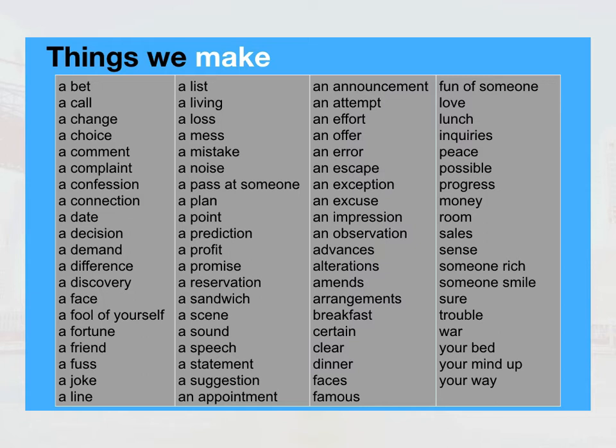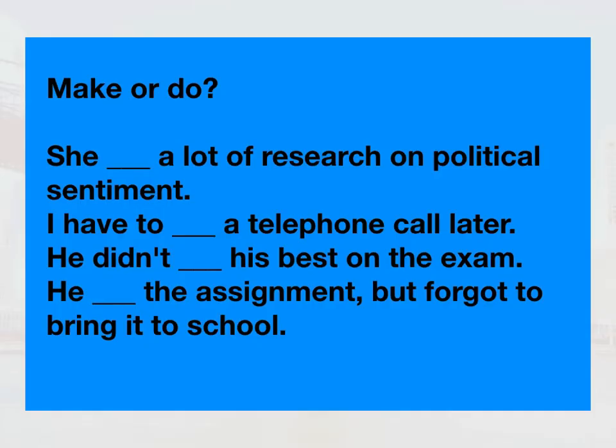I know this is a lot, but I'm just going to throw this out there as giving you a sense of some of the collocations that we'll use with make and do. All right, let's look at some exercises. So make or do. She, a lot of research on political sentiment. I have a telephone call later. He didn't his best on the exam, but forgot to bring it to school. All right, think about what will go in each of those blanks.